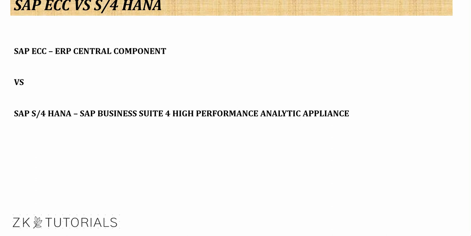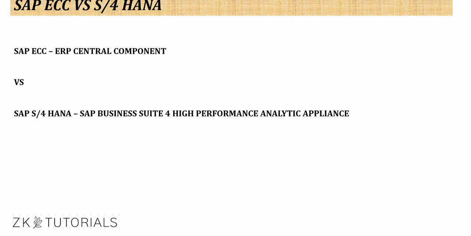So, SAP ECC versus S4 HANA. Now we are going to see the differences between ECC and S4 HANA. We almost have some idea. That is an old product, and this is a new product. ECC was launched in 2000, and it already ruled for 15 years. S4 HANA was launched in 2015, and it is going to rule for the next 20 years.